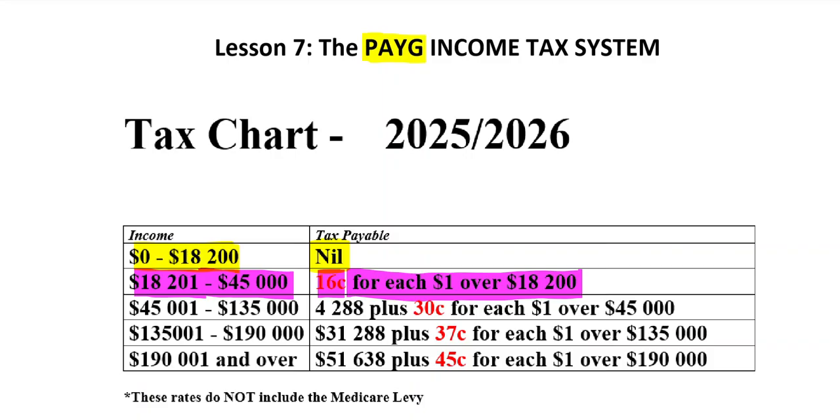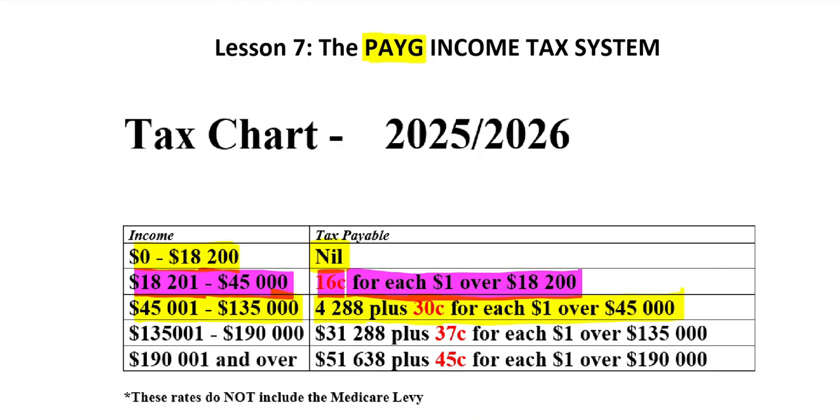over that. If you earn between $45,001 and $135,000, you have to pay $4,288 tax. Now that number is found by calculating the tax up to the $45,000. Okay, so that's done for you. You pay $4,288 in tax for that first $45,000 that you've earned. But then you must also pay 30 cents for every dollar over the 45,000.